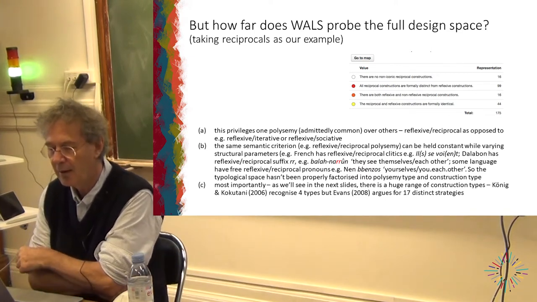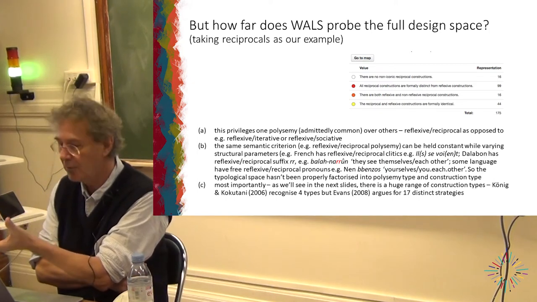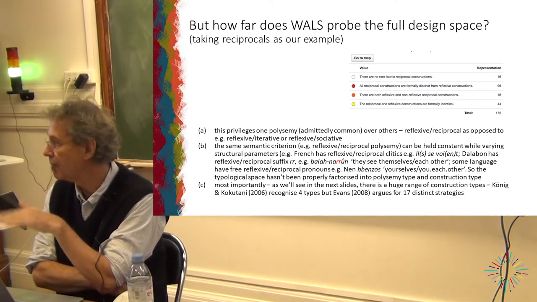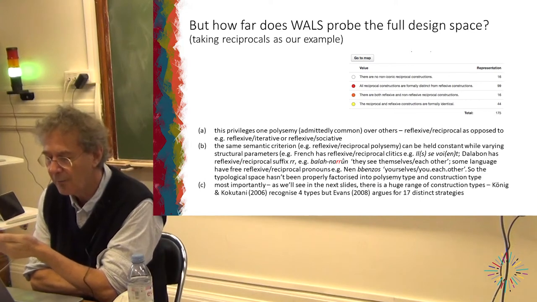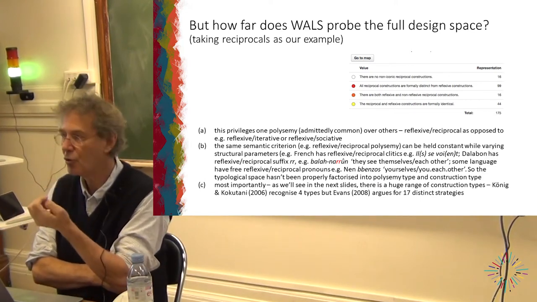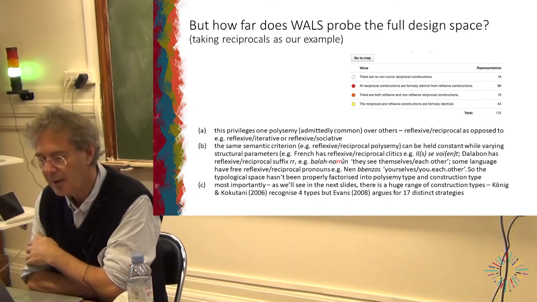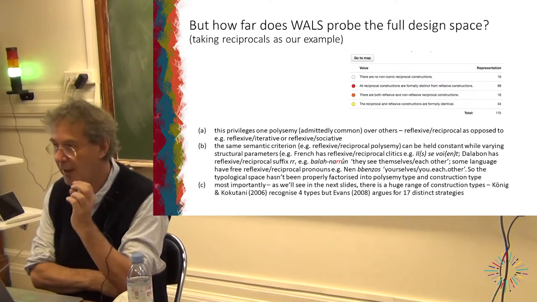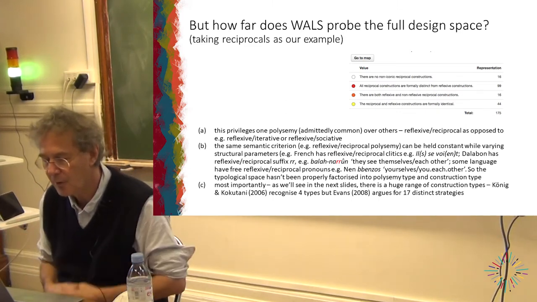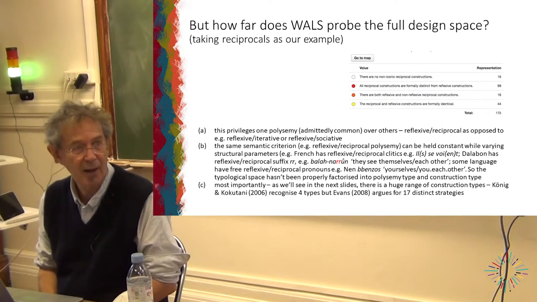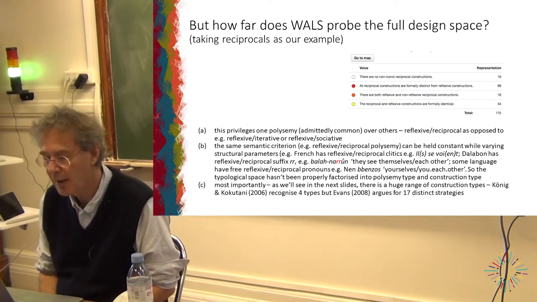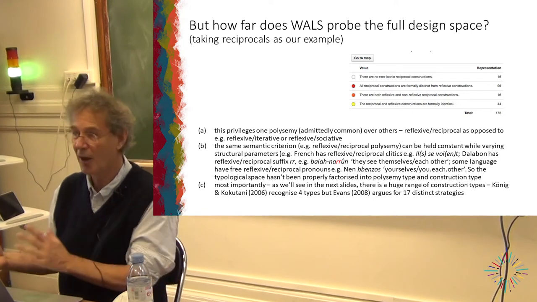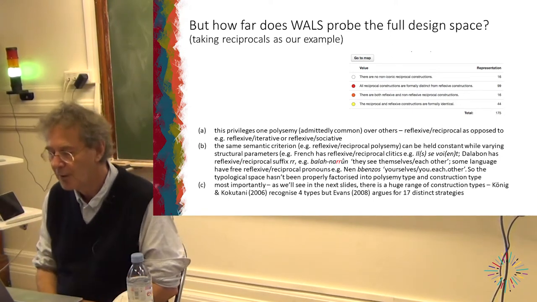And then the second problem: you can hold a semantic criterion constant, so let's say we'll have reflexive reciprocal polysemy, and vary the structural parameters. In French, if you say il se voit, the se is normally called a clitic. In Bininj Gunwok you've got a suffix, balatnaden, the marked part there, a suffix that comes right after the root. And then some languages actually have reflexive reciprocal pronouns, so that in Nen, babenjos would mean either yourselves or, very hard to render into English, something like you each other. That is, it's each other, but specified for you.